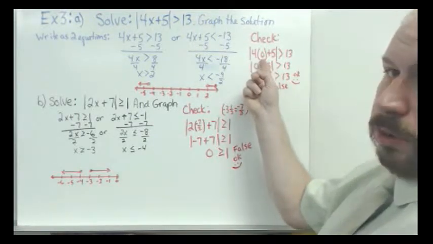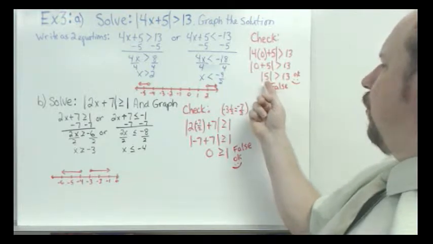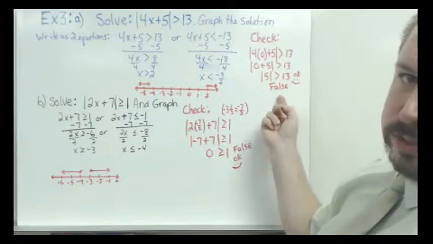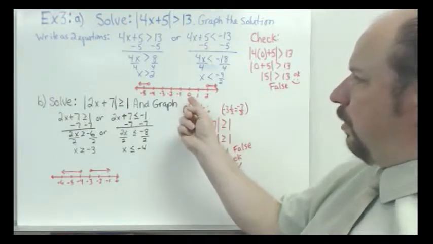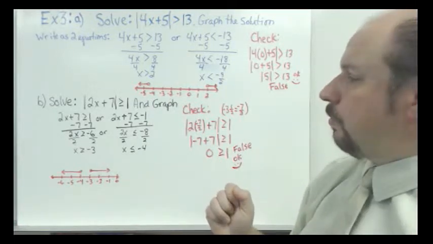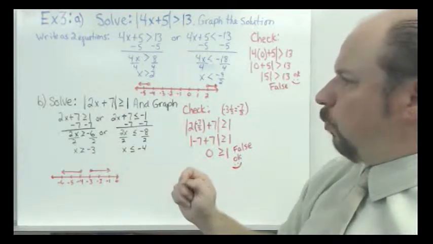So 4 times 0 is 0, plus 5 is 5. 5 is greater than 13. That is false, which is what we want. We want it to be false because we picked a number that was not in the solution set as a test. Okay, let's do one more here with a greater than.